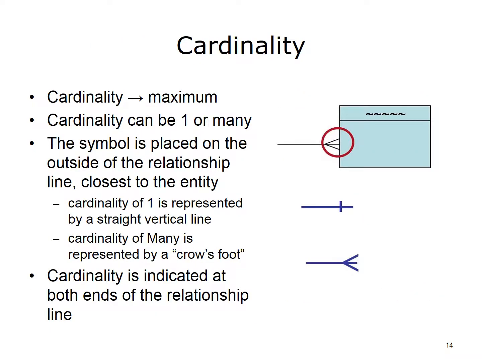Cardinality indicates the maximum number of times an instance of one entity can be associated with instances in the related entity. Cardinality can have the values of 1 or many. No more detail than that. It is either 1 or more than 1. On the relationship line, the cardinality is the closest to the entity box. The cardinality symbol in the diagram on the slide is in the red circle. Cardinality is indicated on both ends of the relationship line, so there is a left-to-right cardinality and a right-to-left cardinality.